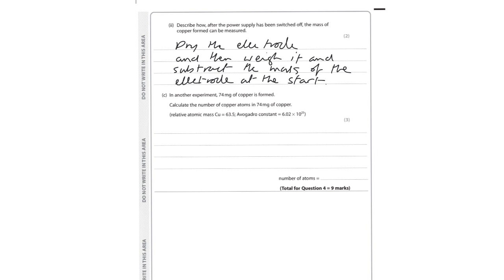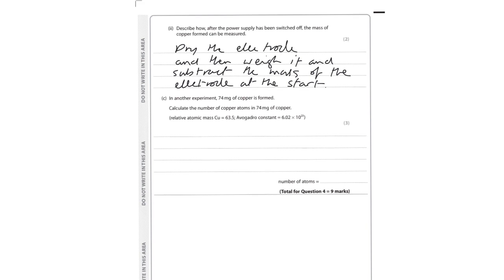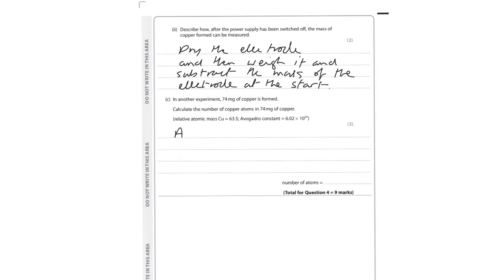Part C says, in another experiment, 74 milligrams of copper is formed. Calculate the number of copper atoms in 74 milligrams of copper. Well, the equation that I taught you to learn was that the number of atoms equals the Avogadro constant times the number of moles. So atoms equals moles times Avogadro number, and the moles equals grams divided by RAM.